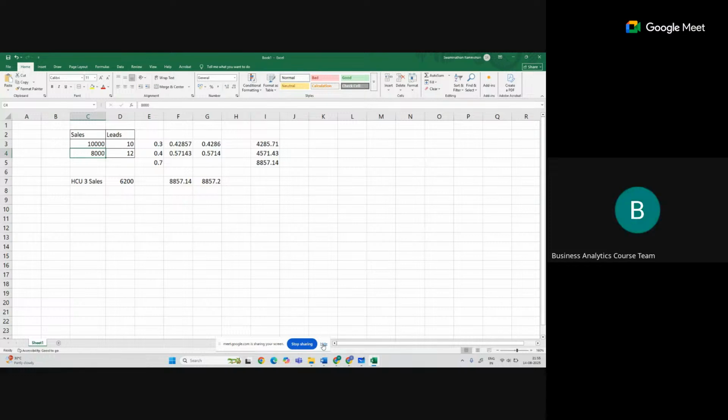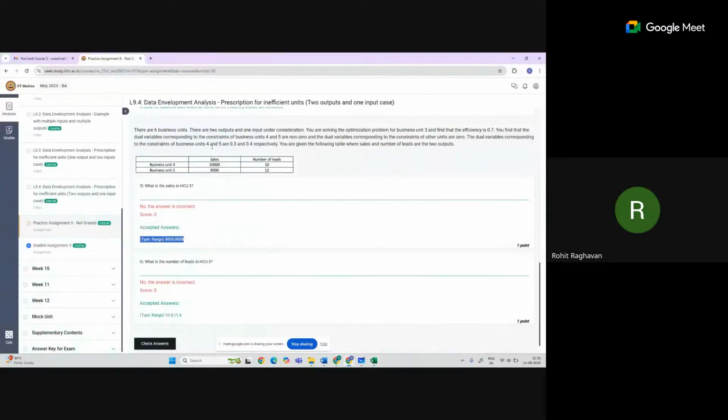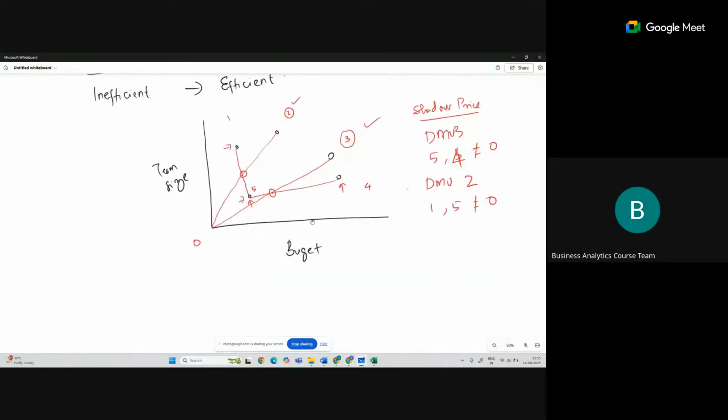Sir, in the question, you have given that the dual variables corresponding to units 4 and 5 are non-zero. Is it for the binding condition? Not binding. Here, these are reference units. If you see in this diagram, assume this is the DMU for which we are solving the problem. Let's say your efficiency is 0.7. Then when you look at the shadow price, the shadow prices of units 1 and 5 are non-zero, which means these are the reference units. So you want to bring this DMU to this efficient frontier.